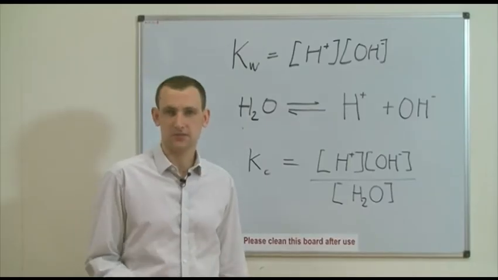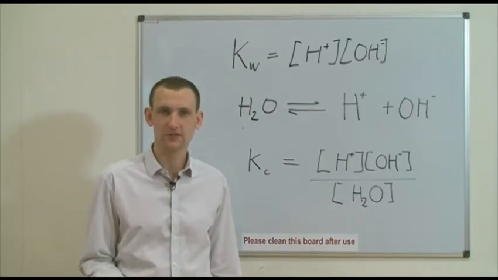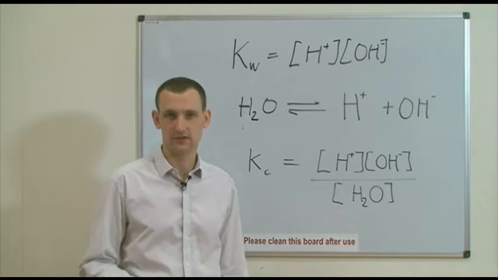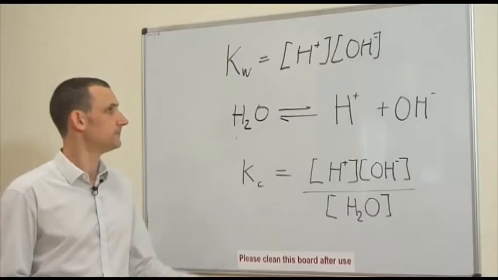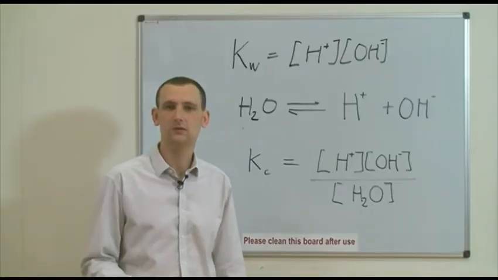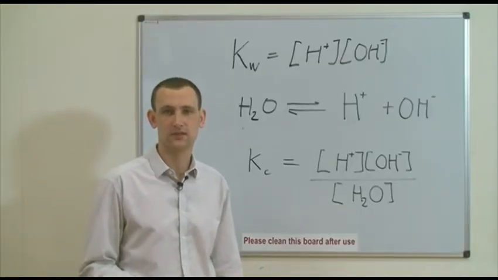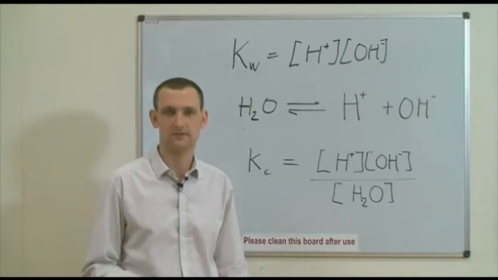So having made the assumption that the concentration of water remains effectively constant, as such a small fraction is converted into ions, this simplifies the equation and gives us a new constant, Kw, which has a value of 1 times 10 to the minus 14 at 25 degrees Celsius.